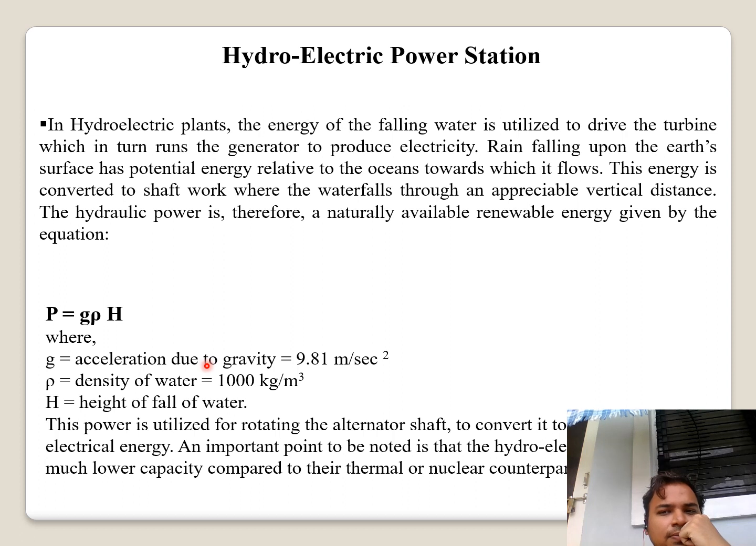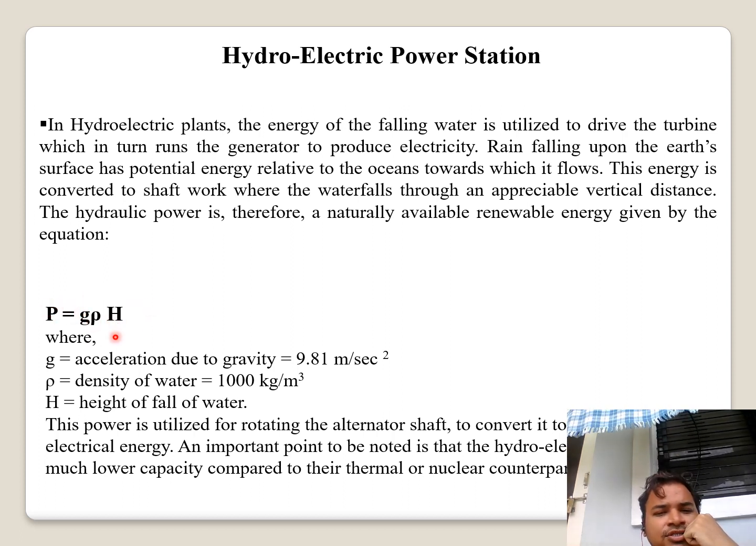So the energy of the falling water is converted to shaft work where the water falls through an appreciable vertical distance. Vertical distance is nothing but the height. The hydroelectric power is therefore a naturally available renewable energy given by this equation. This is the potential energy.